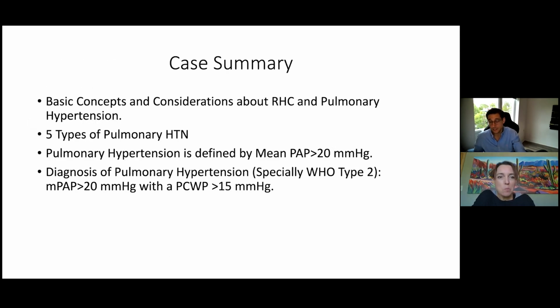Okay. This is the summary of the case that we just saw, where we saw the basic concepts of heart failure with reduced EF and high pulmonary filling pressure. We went over also the pulmonary hypertension groups and the diagnostics of it, as you can see here. We also have the new definition of pulmonary hypertension. And we saw that in the CVI, we just see type 2. But yeah, sincerely, it's very nice.